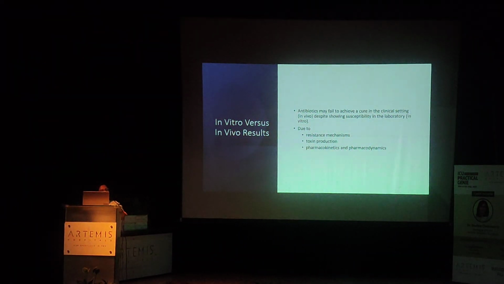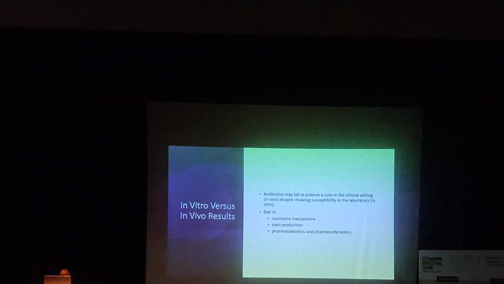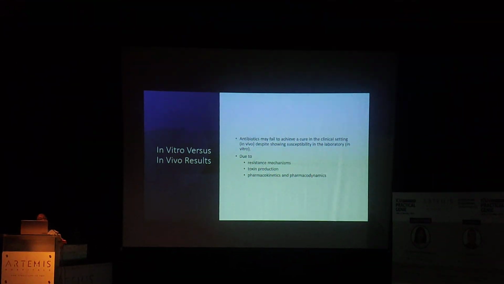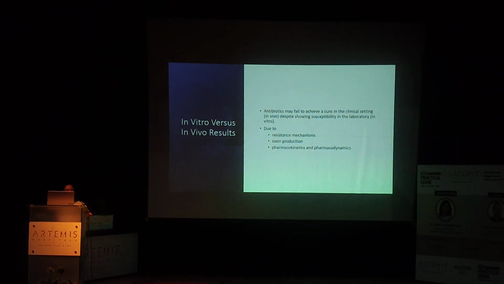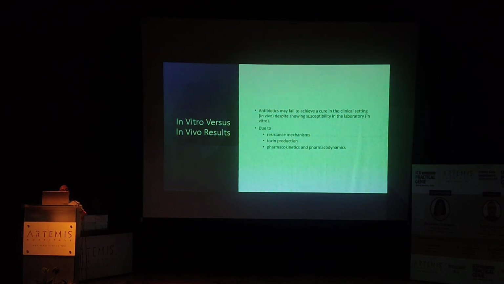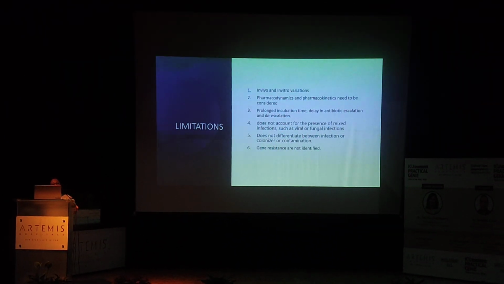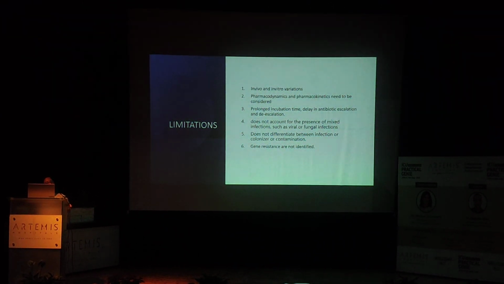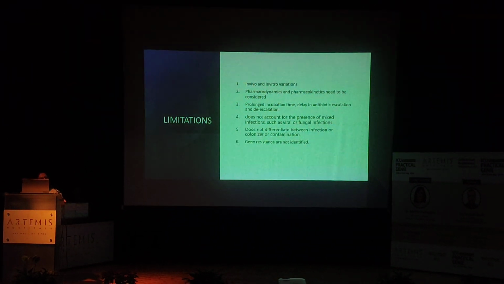Some antibiotics may fail to achieve a cure in the clinical setting, in vivo, despite showing susceptibility in the laboratory. Why so? Because there are various reasons for that. Resistance mechanisms, because what we are dealing with nowadays is rapidly developing resistance patterns in all the organisms. Toxin production, pharmacokinetic and pharmacodynamic properties of the drugs, right? So limitations of culture sensitivity reports are in vivo and in vitro variation; pharmacodynamics and pharmacokinetics need to be considered.